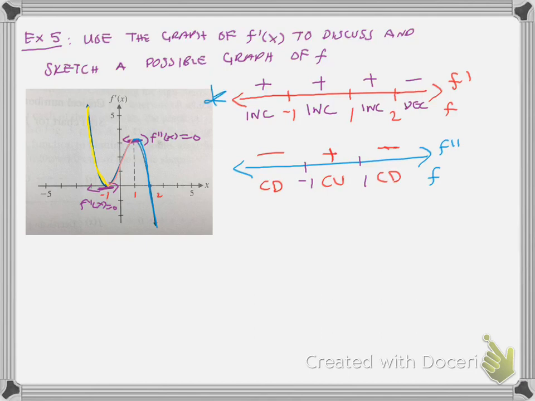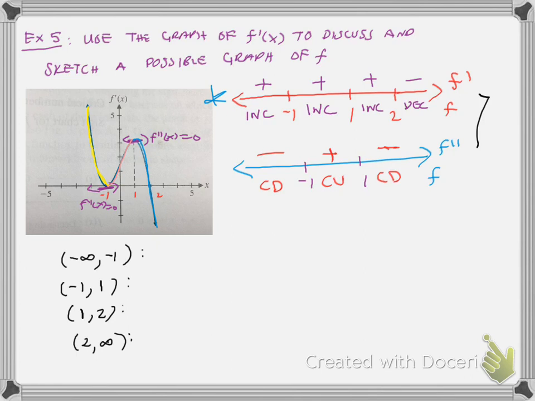And so what I'm going to do is break this interval up. So negative infinity to -1, then -1 to 1, then 1 to 2, and then 2 to infinity, right? Okay. Well, I need to bring these two together in order to have a sketch for a possible graph of my function. This is how I'm going to do it.